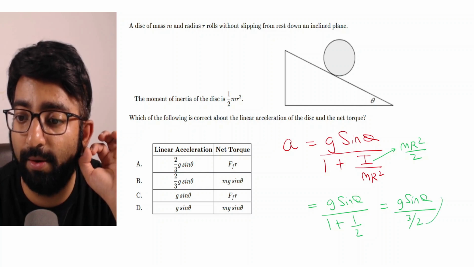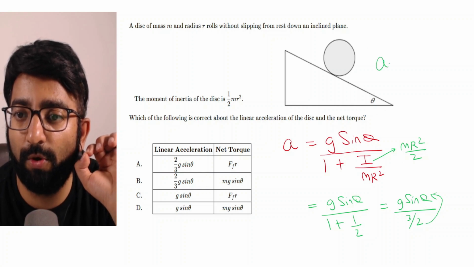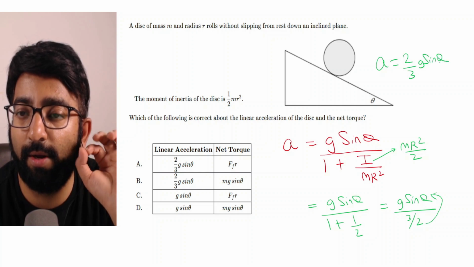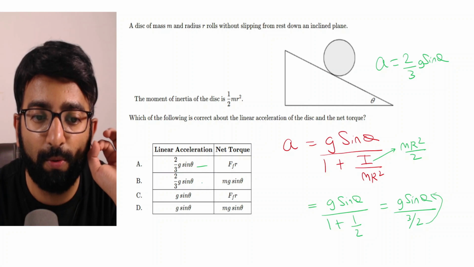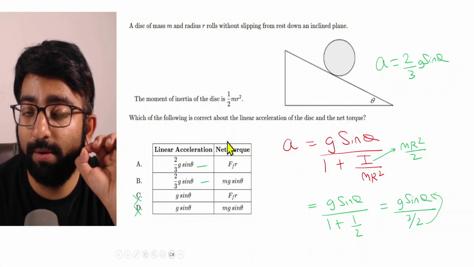Now this 2 can go in the numerator. So the final expression for the acceleration, let me write on the top, it will be 2 by 3 g sine theta, which means now if you look at the options, it is either option A or option B. C and D are definitely out. Now we need to figure out the net torque. How do we do that?